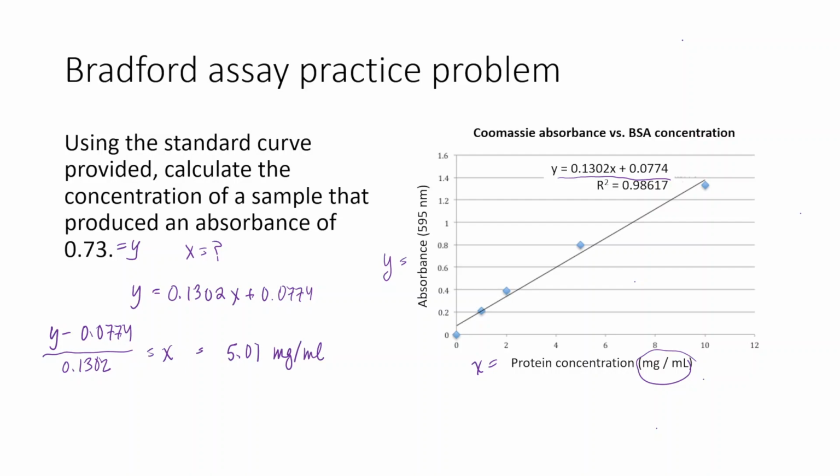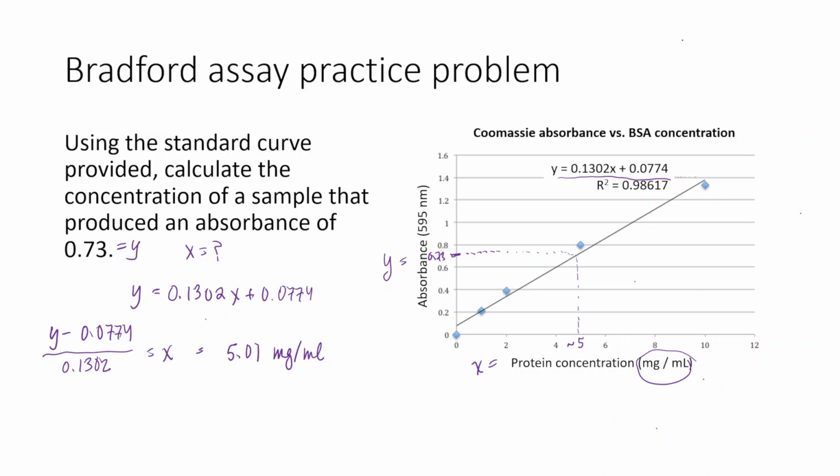So we know our absorbance is about 0.73. That's around here. So if we extended it out along our standard curve, that's about here. So that's somewhere about 5. It helps if your lines are a little stronger than mine, but you get the idea.